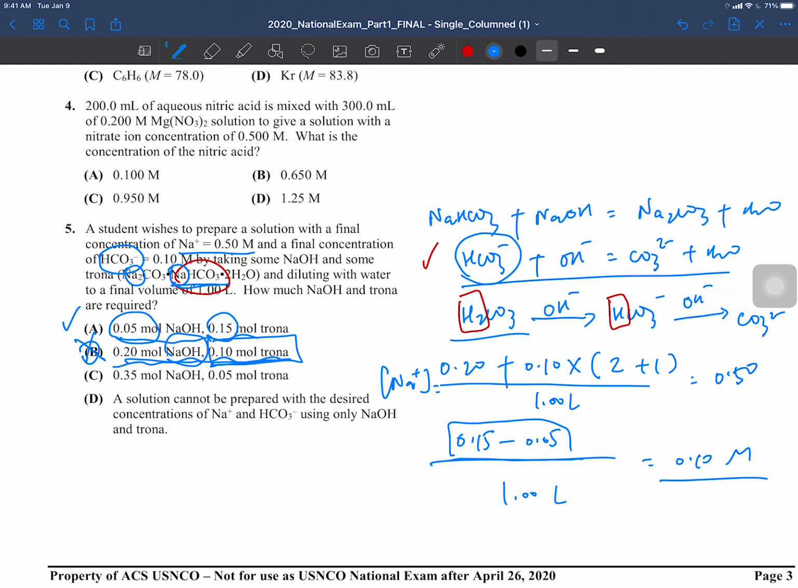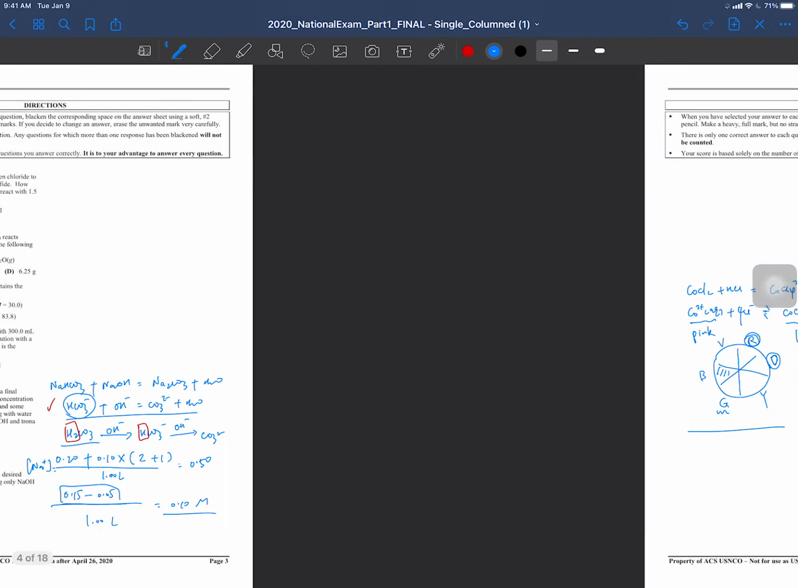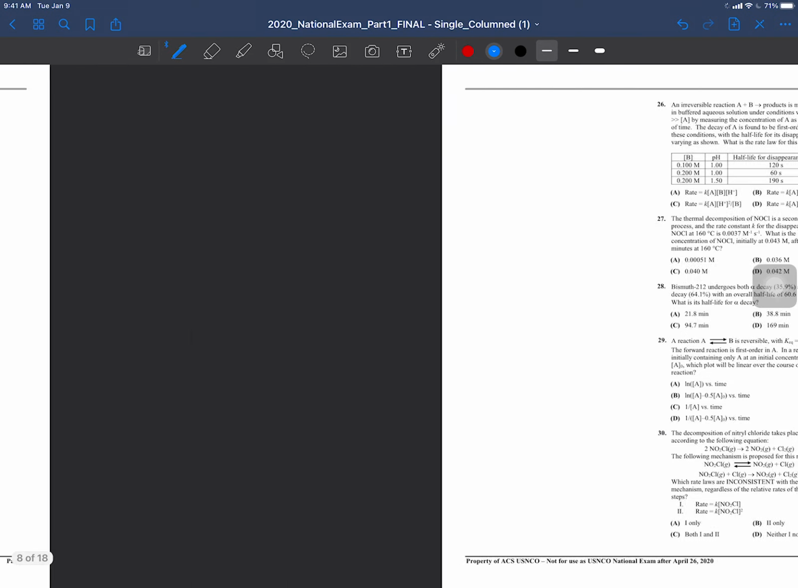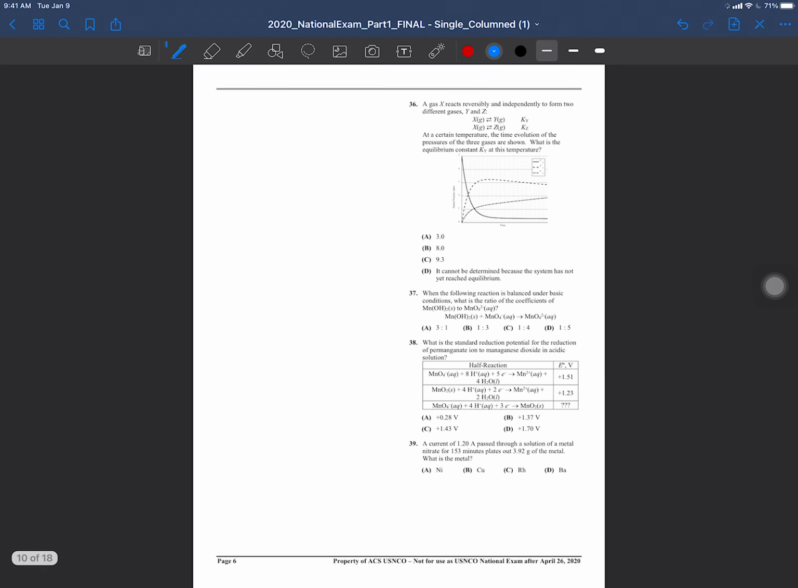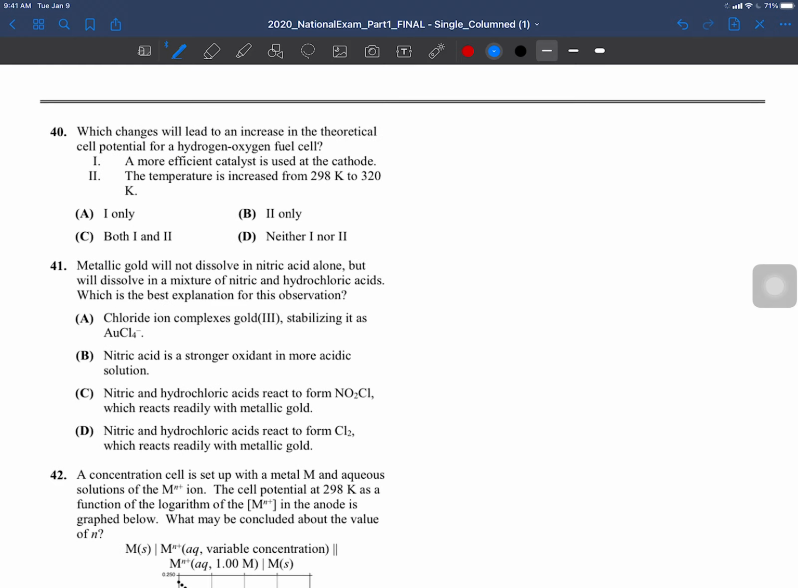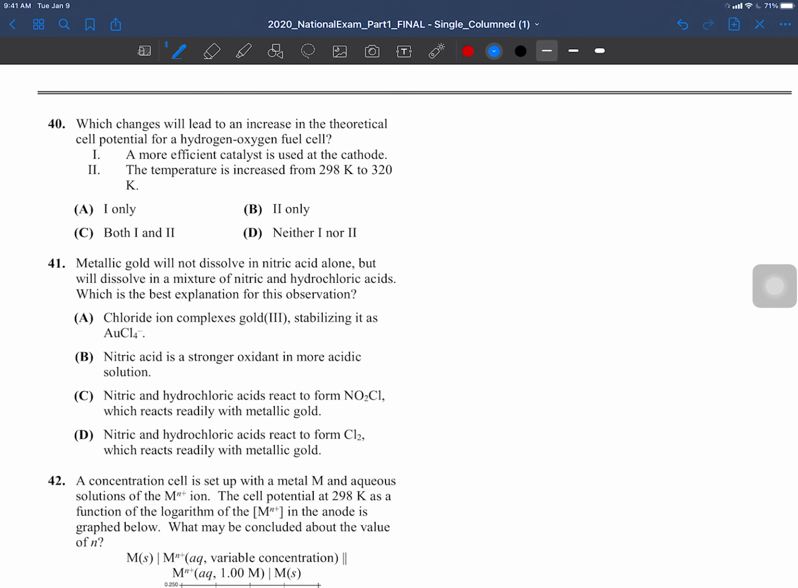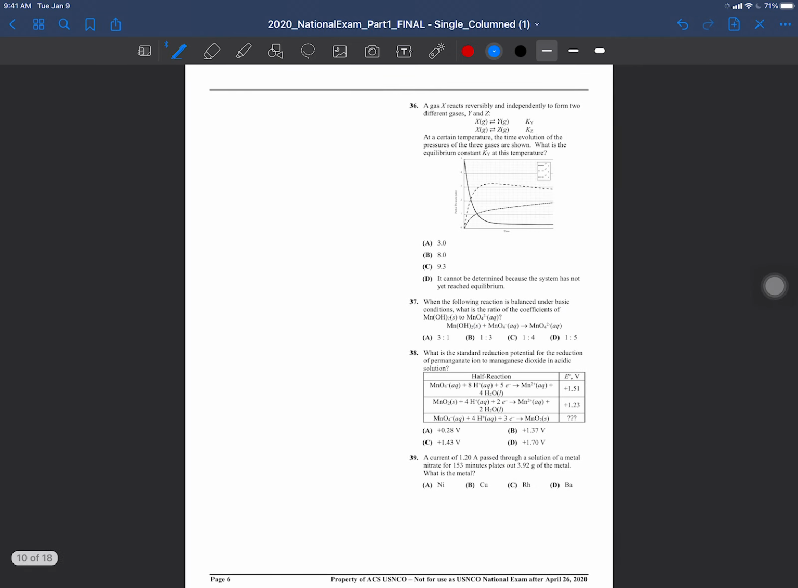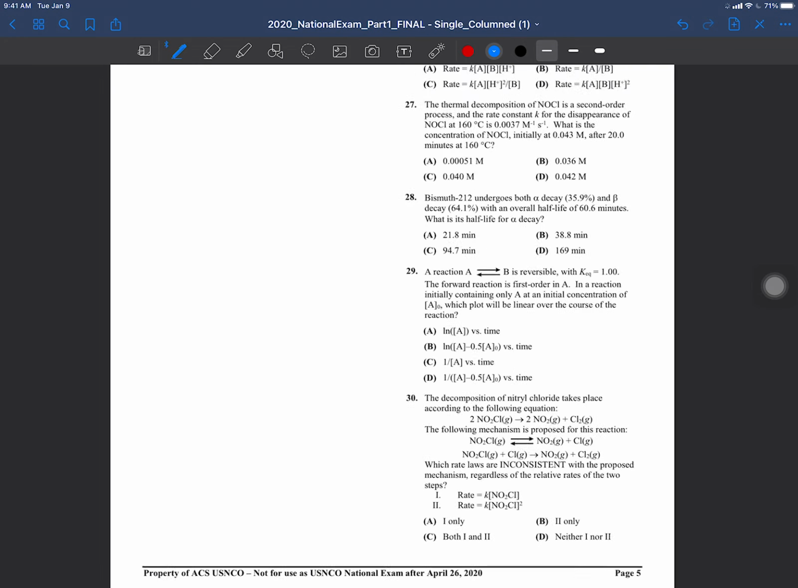What's next? Next is thermodynamics, which is fine. There are not so many questions. Next is kinetics, question number 30. Which changes will lead to an increase in the theoretical cell potential? Oh, sorry, I made a mistake. Number 30, not number 40. Okay.